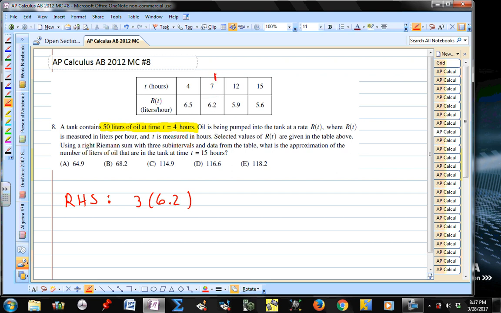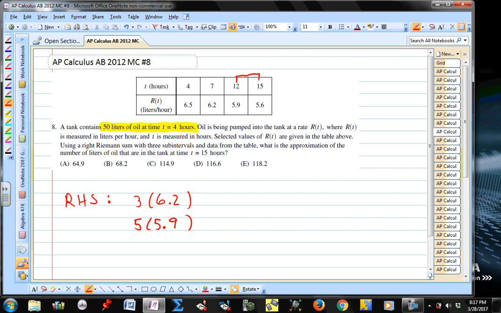In the next interval, from time equals 7 to time equals 12, our base is going to be 5, and the height of our rectangle, if we sketch this graph, would be determined by the value of our function at the right-hand side of our interval, or in other words, 5.9. Because 12 is the right-hand side of the interval with 7.